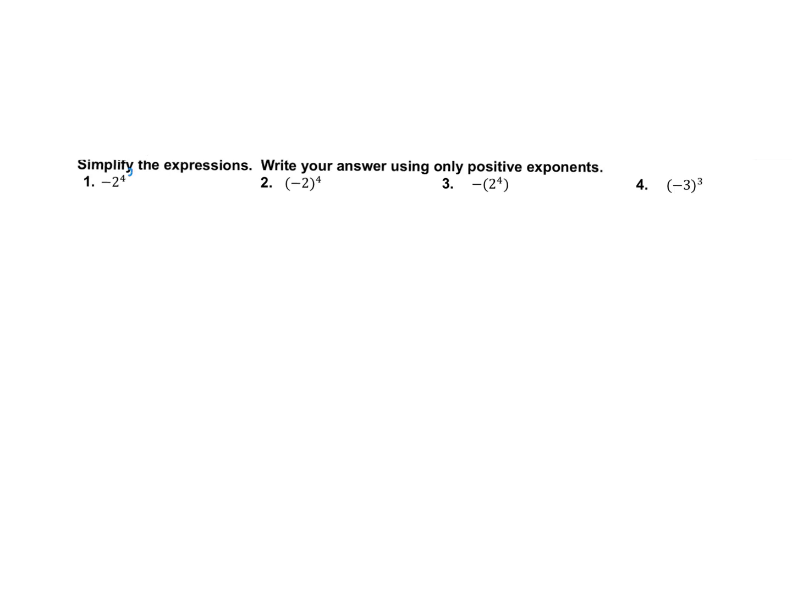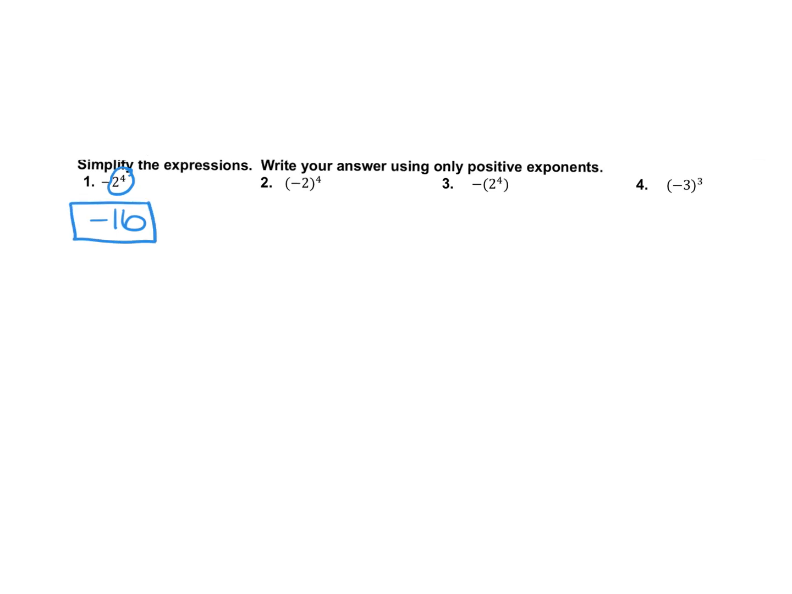So remember what we need to do here is take 2 to the 4th power first. We have to follow the order of operations. So 2 times 2 is 4, 4 times 2 is 8, and then 8 times 2 is 16. So we would have a 16, but then we have to place a negative back on. So this one is a negative 16.